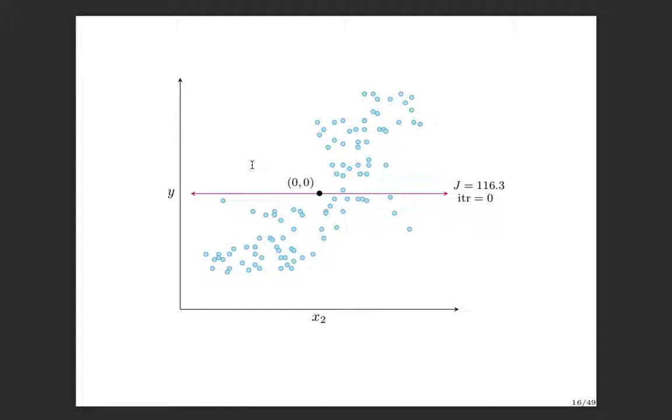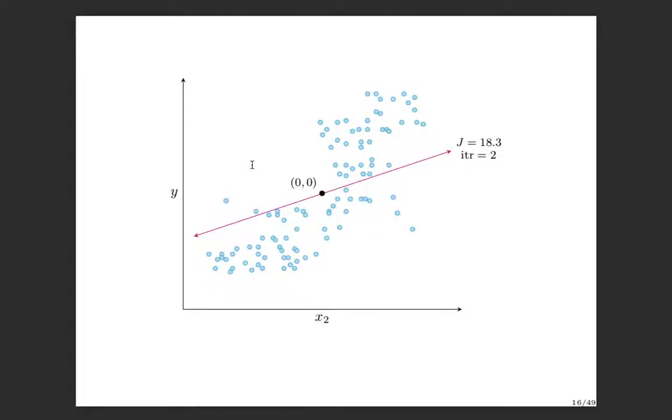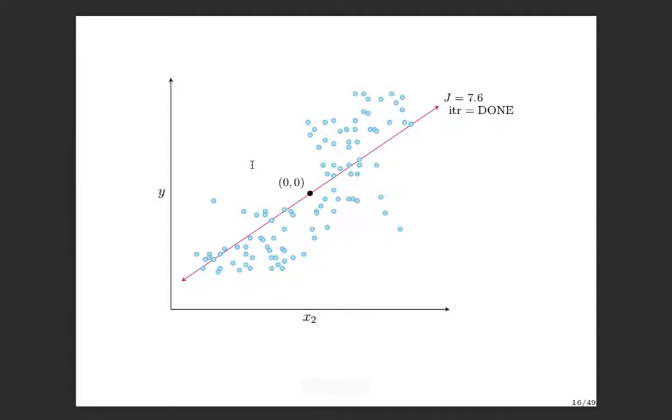I actually did calculate this with a computer for those points. On iteration 0, if you choose this line, the associated cost is 116.3. After 1 step of gradient descent, it learns a better parameter. It says, okay, I found something better. The cost now is 75.8. You let it do another step of gradient descent. It goes, oh, even better, 18.3 cost. Oh, even better, 8.8, 7.8, 7.6, right?